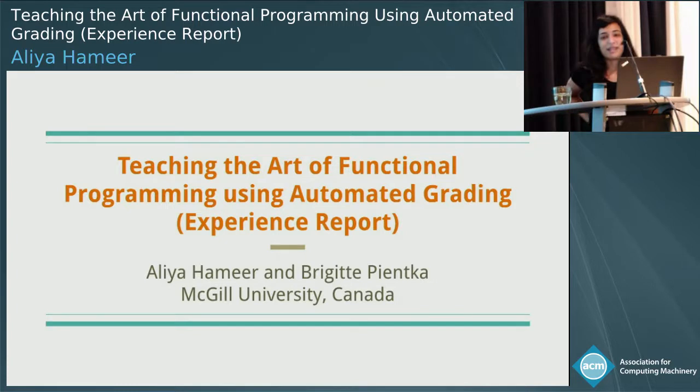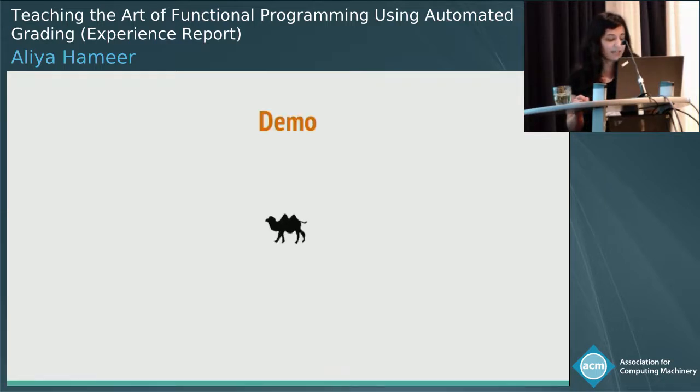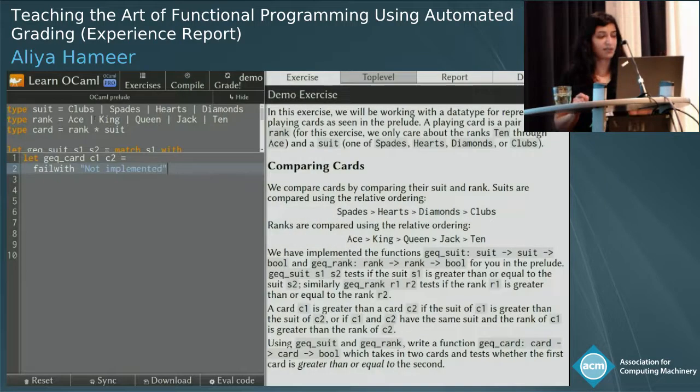So last year, we made a big change to the structure of our course. We started delivering assignments and grading them using an automated grading and online programming platform called Learn OCaml, which was introduced at ICFP in 2017. Learn OCaml lets students work on their assignments and run OCaml code right in their browser. And it allows instructors to write automated graders so that students can get instant feedback on their code whenever they want it. So let me show you an assignment we gave our students last year using Learn OCaml.